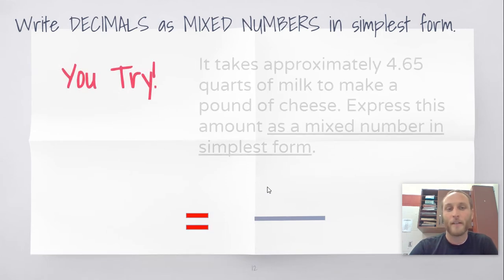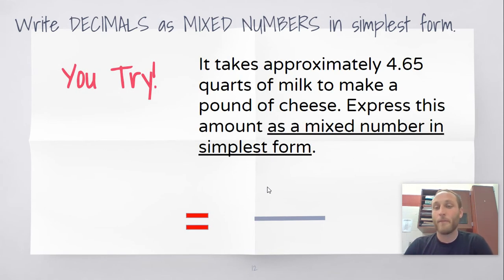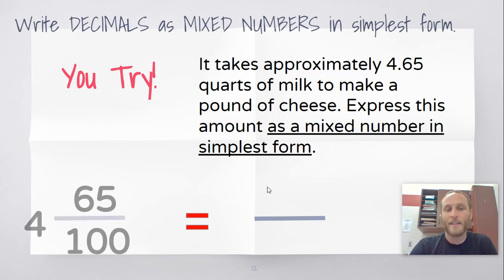All right, you try one here. It takes approximately 4.65 quarts of milk, or 4 and 65 hundredths of quarts of milk, to make a pound of cheese. Express this amount as a mixed number in simplest form. So first off, you're going to want to take that number and put it as a fraction. Once you put it as a fraction, you are going to want to take that decimal part of the fraction and try to make that into simplest form. So let's get you set up here.